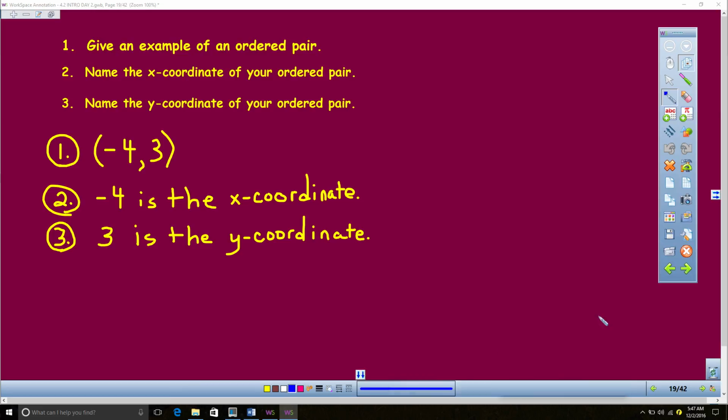You'll remember before Thanksgiving that I asked you to answer the 3 questions at the top of the screen. At the bottom of the screen, you will see my answers. Now, your answer might look different because you might have named a different coordinate pair, but you should have noted that the first number in the coordinate pair is the x-coordinate, and the second number is the y-coordinate.